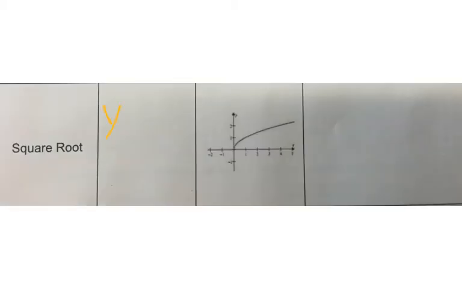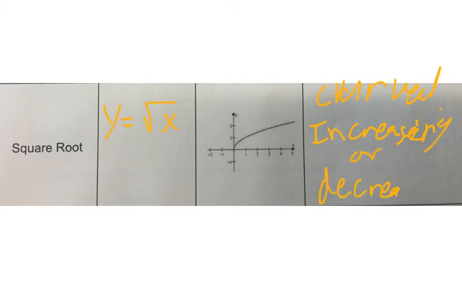Square root function, the parent function is y equals square root of x. This is curved, and it could be increasing or decreasing, depending on what's in front of the square root. If it's negative square root of x, then it's decreasing, and if it's positive square root of x, it's increasing.